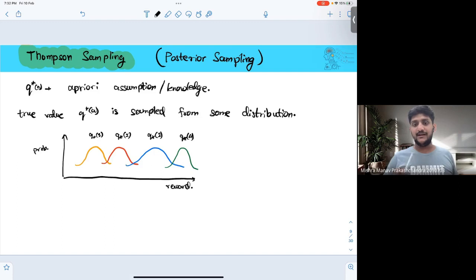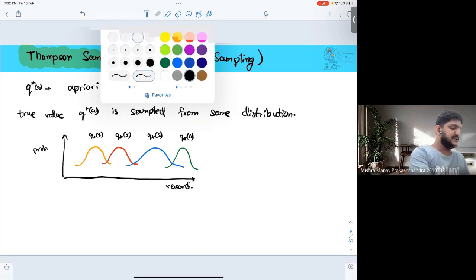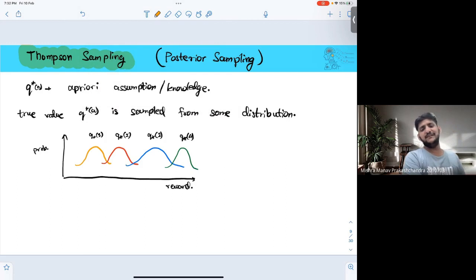Okay, now once we make this assumption, what we do is we draw a sample from each arm. We draw one sample from each arm. So here in this case, I'm sampling from a Gaussian distribution that I've drawn over here. So let's say this is the sample that I draw.